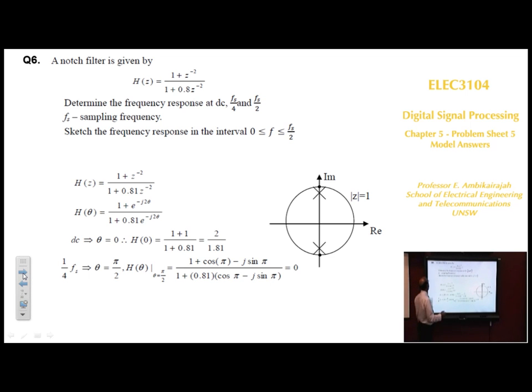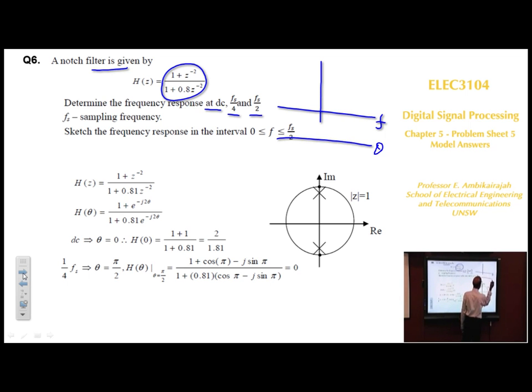Next question, a notch filter. You've been given a notch filter, which is that filter. You've been asked to find the frequency response at DC and at Fs over 2. You know Fs over 2 means, in our table, that's frequency, that's theta. This is Fs over 2, half the sampling frequency, which corresponds to pi. This is Fs over 4, which corresponds to pi over 2, and that's 0, and that's 0.